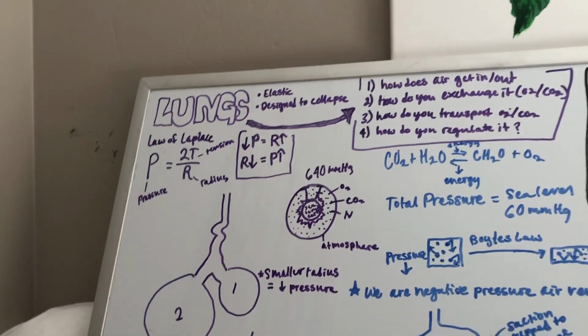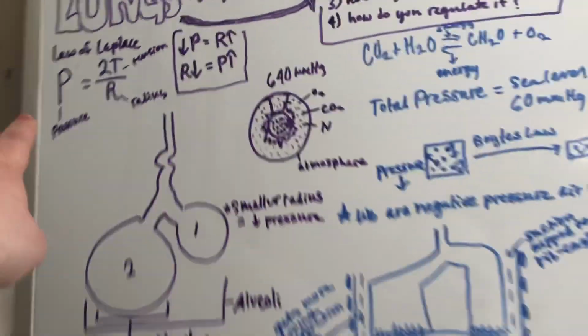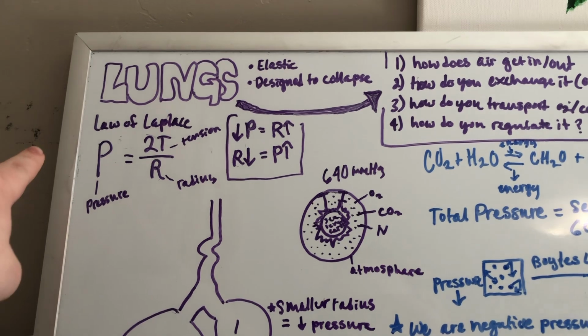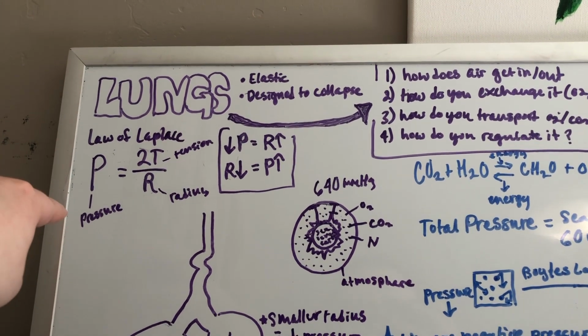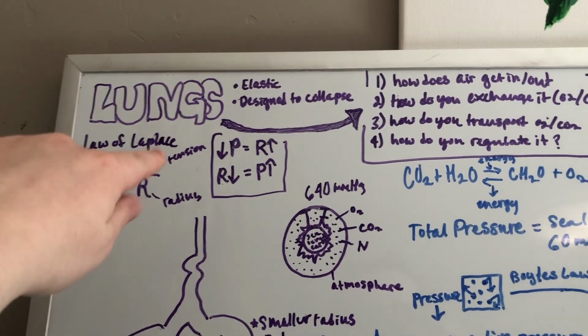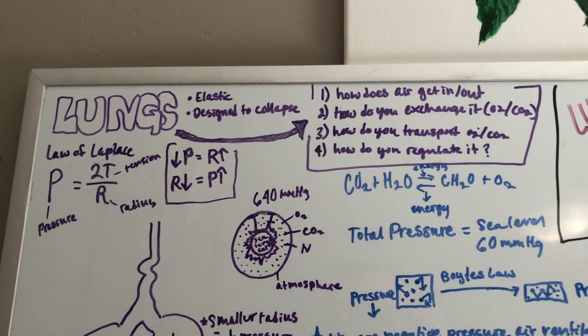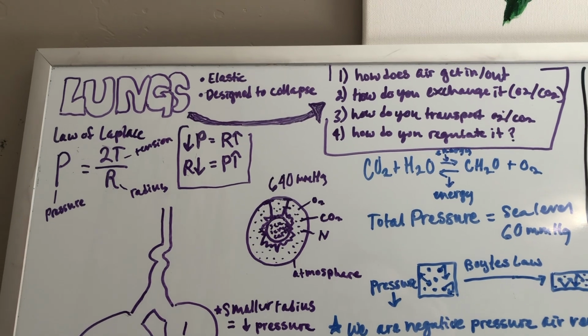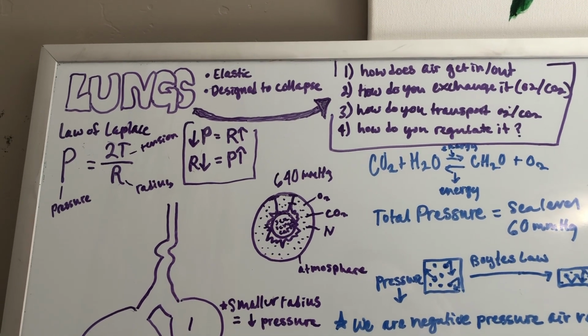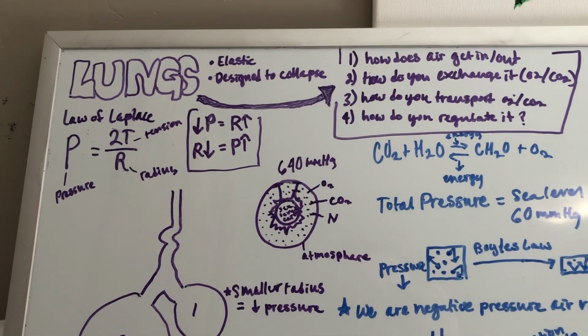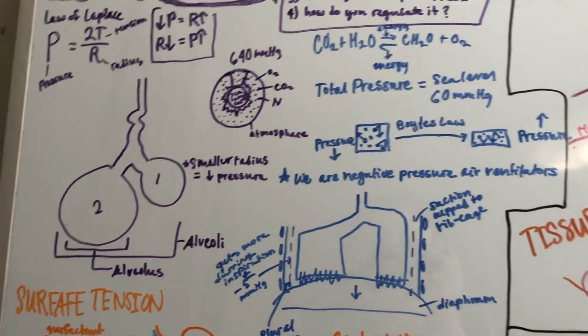So a lot of that can be determined by the law of Laplace, which is P, standing for pressure, equals 2 times the tension over the radius. If you increase P, then you're going to decrease your radius. If you decrease P, you're going to increase your radius. They're inverse of each other.